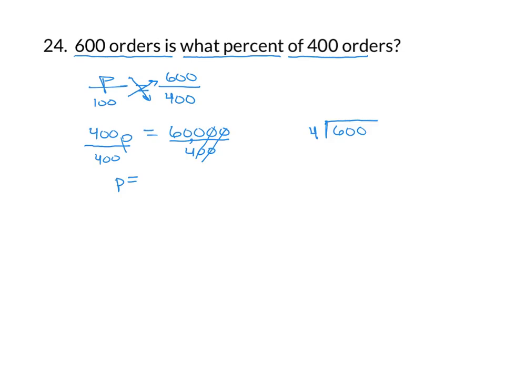4 goes into 6 one time. 1 times 4 is 4. Subtract, we get 2. Bring down our 0. 4 goes into 20 5 times. 5 times 4 is 20. And 4 goes into 0 0 times. So we get P equals 150. And we do want correct units, so we're going to include our percent sign.